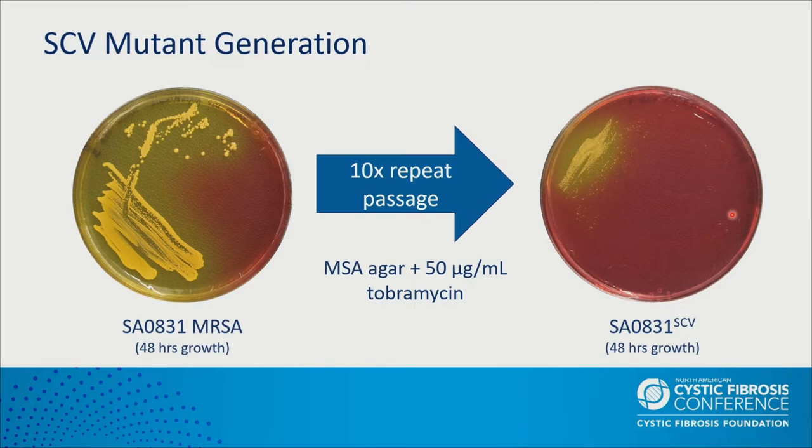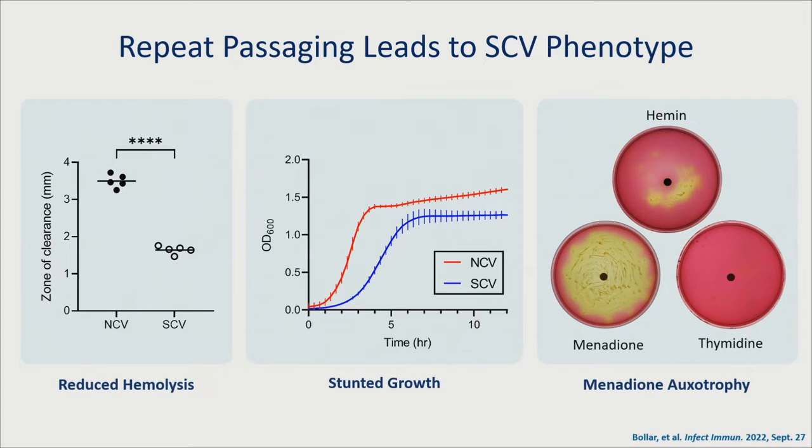There are a number of additional tests that we also ran to make sure that we were dealing with an SCV here. So we tested hemolysis by streaking these isolates on blood agar, and we found that there was a reduced hemolytic profile compared to the normal colony strain. Additionally, we measured growth in liquid culture in brain heart infusion media, and we found that here in blue, this SCV took a longer time to reach exponential growth and also reached a lower optical density overall, indicating a stunted growth profile in liquid media.